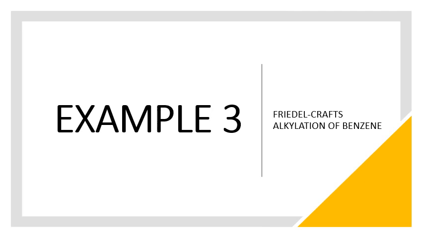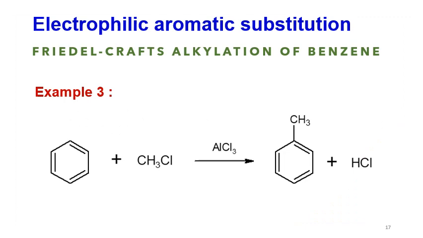Now, let's discuss the third example. Let's say we have a benzene react with methyl chloride in the presence of Lewis acid AlCl3 to form a toluene and the HCl. How to write the reaction mechanism for this reaction?